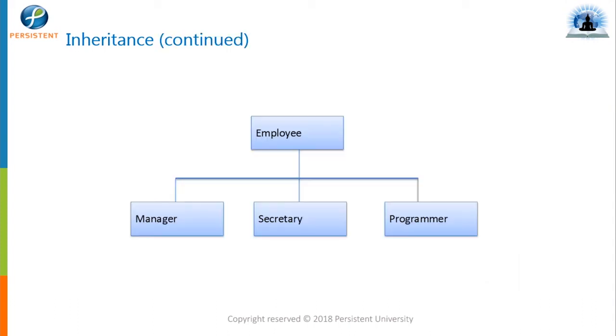Because of this inheritance, we are getting two important things: reusability and extensibility. That means the code which we have written maybe one year before, I can reuse again. And along with that, if we have come up with a new idea or a new feature, by using that I can extend my feature. That stands for extensibility.